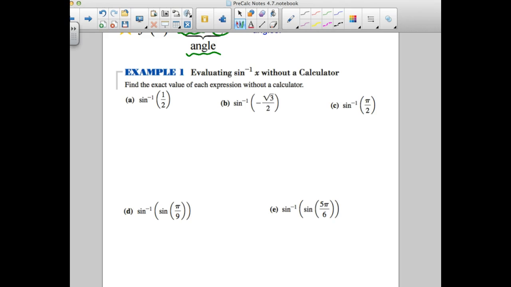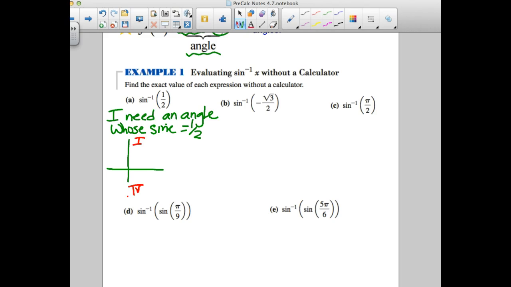In your mind, you're saying to yourself, I need an angle whose sine is 1/2. Okay? Now, arc sine is defined in quadrants 1 and 4. So somewhere in quadrant 1 or 4, we want to find an angle whose sine is 1/2. Well, sine is positive in quadrant 1. So we need to be in quadrant 1.